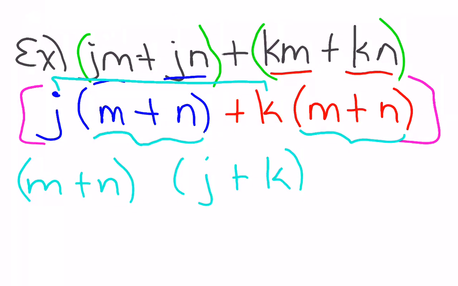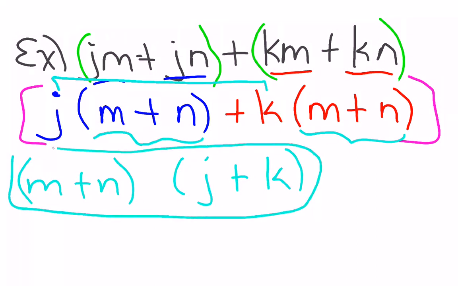And so now we have factored this. This becomes M plus N times J plus K. And if we were to go ahead and FOIL this answer that we have found, we would end up right back at the beginning. So we would know that we factored it correctly.